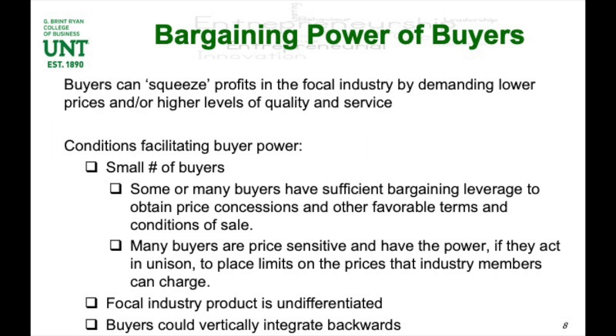Okay, so these are some things that will encourage buyers to have more power over the firms in an industry. So if you see any of these things present, then you know that the bargaining power of buyers tends to be high. One is that there are only a few buyers actually purchasing whatever product your industry is selling. That's going to be one of them. And if that's the case, they obviously have more demand power.